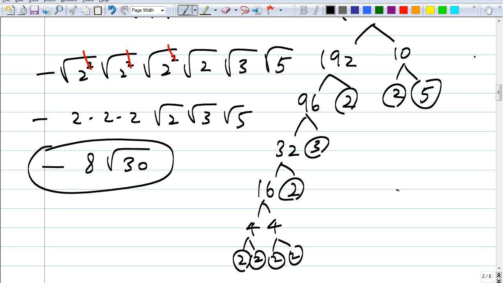How many got this one? This question? Not all of you. Okay, I'm going to give you time to ask your neighbors, help your group. Okay, go ahead. I'll give you time. Make sure everyone has negative 8 rad 30. Okay, go ahead, help each other out.